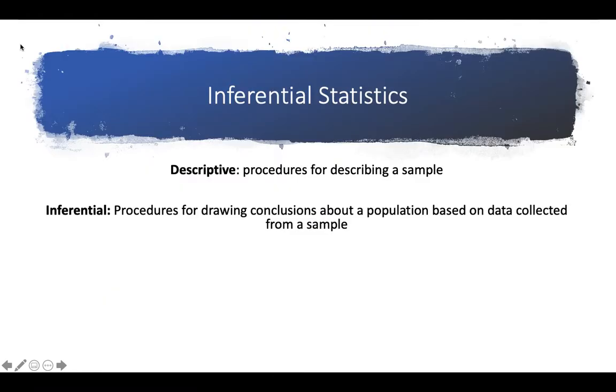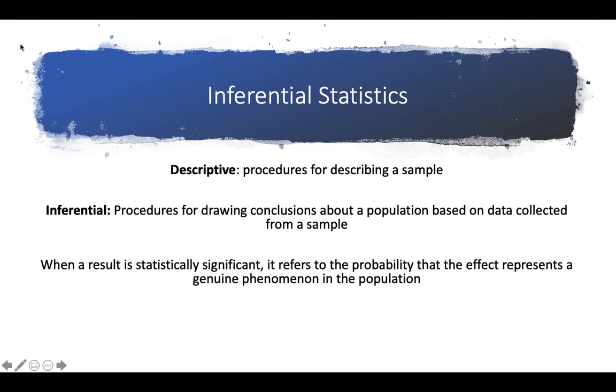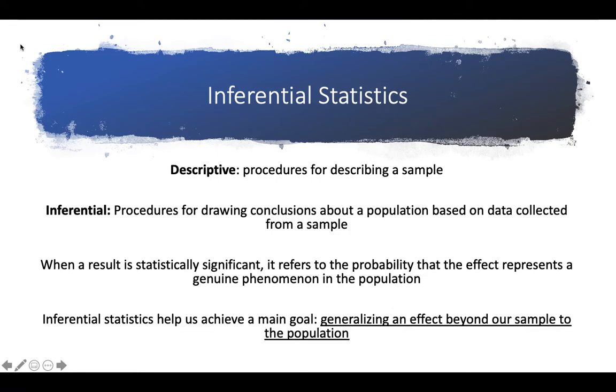So here's a basic recap of the definitions. Descriptive statistics are procedures for describing a sample, and inferential statistics are procedures for drawing conclusions about a population based on data collected from a sample. So when we obtain a statistically significant result, we are referring to the probability that the effect represents a genuine phenomenon in the population. Inferential statistics help us achieve a main goal. We want to generalize our effect beyond our sample to the population.